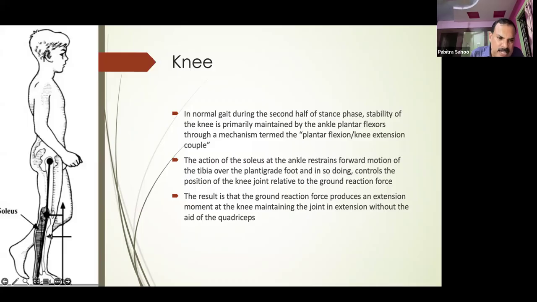And in this process, the soleus has a major role, where the soleus will pull the upper tibia back, so the center of gravity will be in front of the knee. We'll discuss this in the subsequent slides.